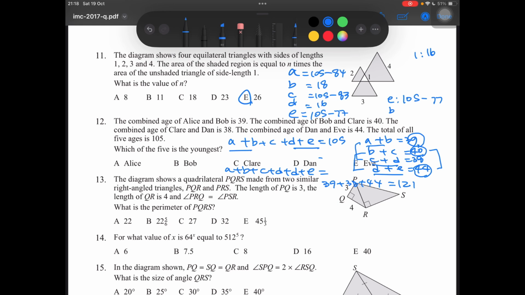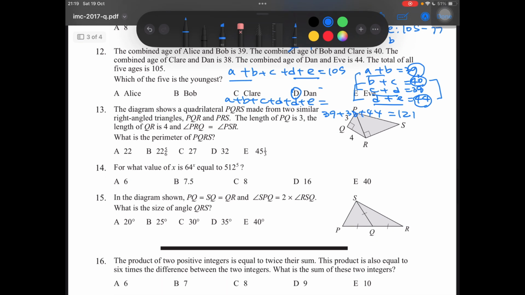So when looking for the youngest, it is not B and not E and not C, so we can compare only A and D. 105 minus 84 is 21, so it is not A, which leaves D.